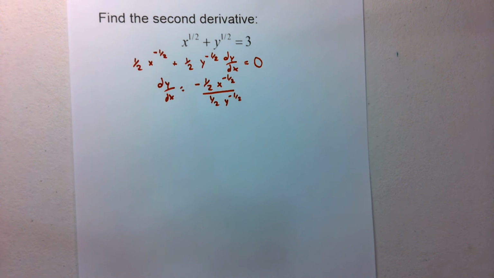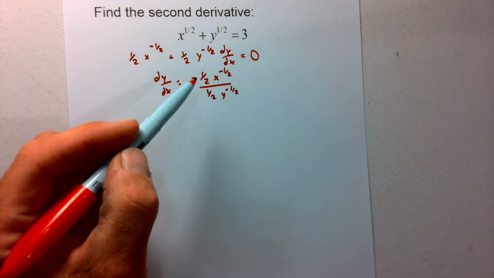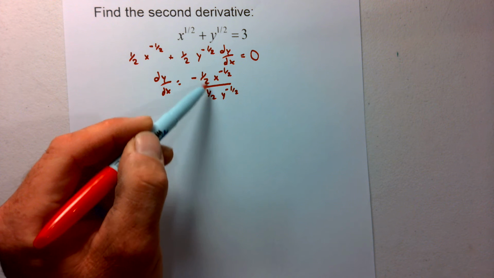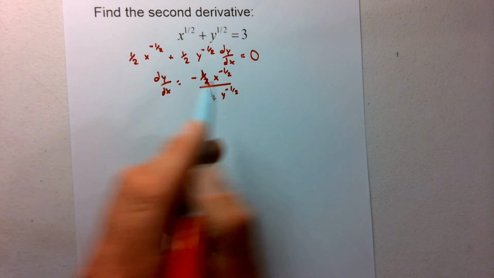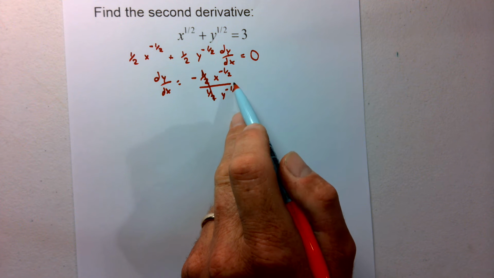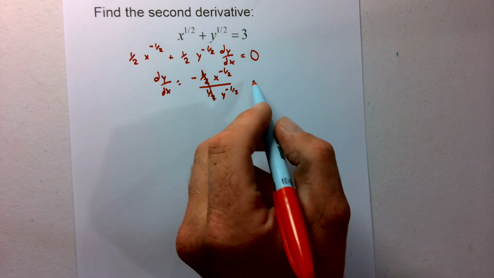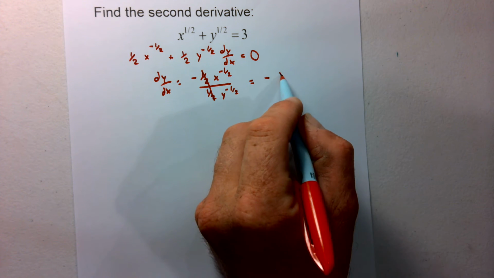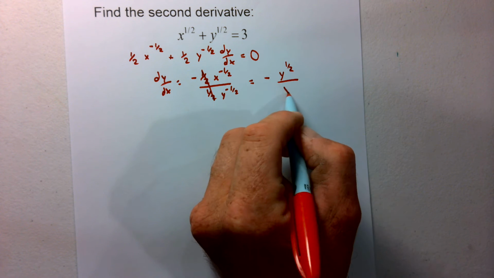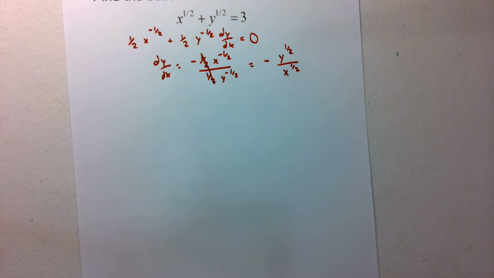That looks ugly. What I would definitely suggest is that we clean this up. So we should see that the 1/2 will cancel. 1/2 divided by 1/2 is 1. Negative exponents we can make positive. If they're in the numerator, we can move them to the denominator. Denominators come up to the numerator. So we get a negative of y to the 1/2 over x to the 1/2. And that's going to be my derivative.